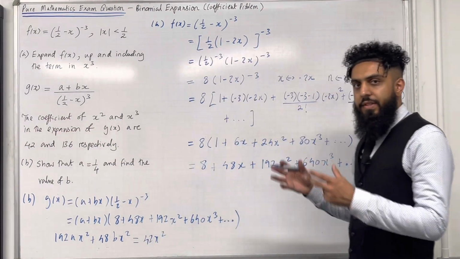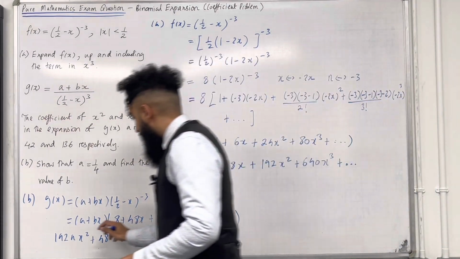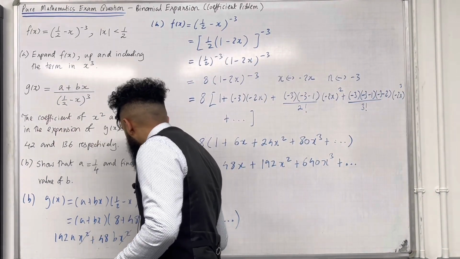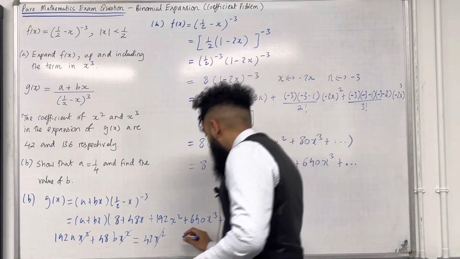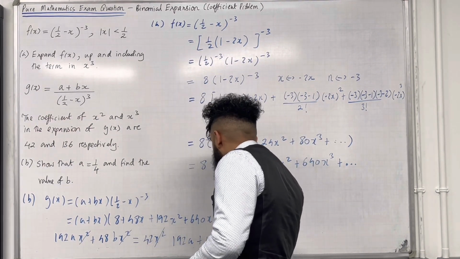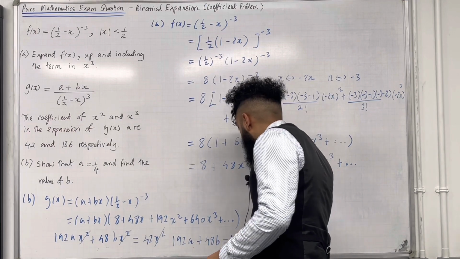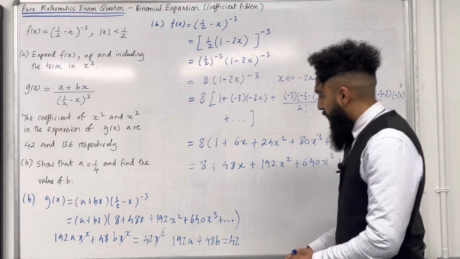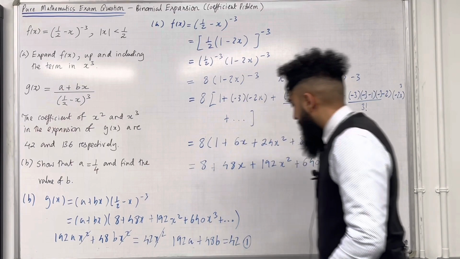I can divide the entire equation by x squared, so the x squareds will cancel out, leading on to the equation 192a plus 48b equals 42. Okay, so we can call this equation 1.